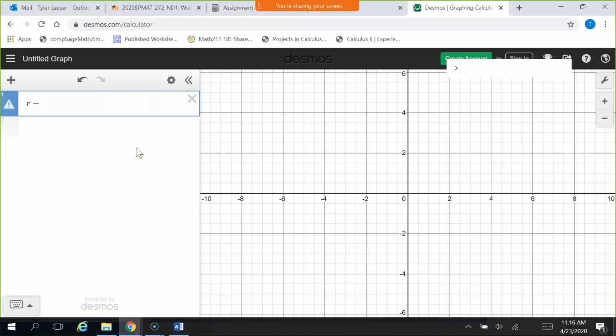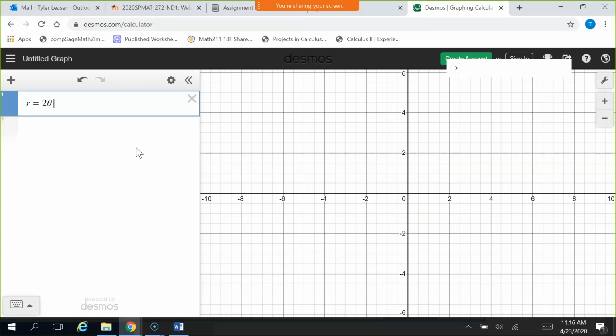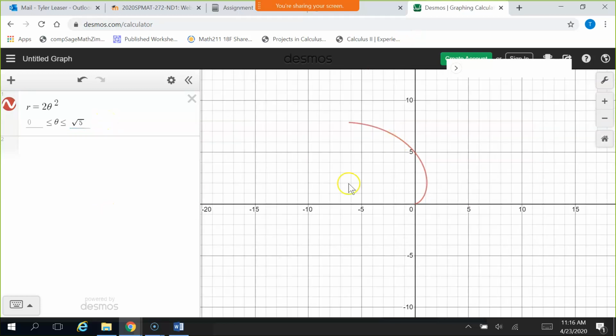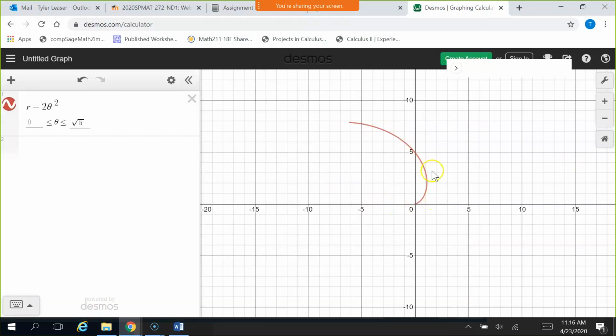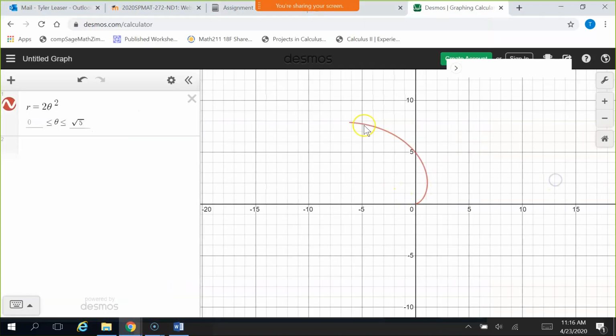I think we just have to do r equals 2 theta squared. Oh yeah, that's working. And we want to go from 0 to square root of 5. So there you go. Just double check, make sure I got that right. r equals 2 theta squared, 0 to square root of 5. So this is the thing that we're graphing. And we're trying to find the length of this spiral here.